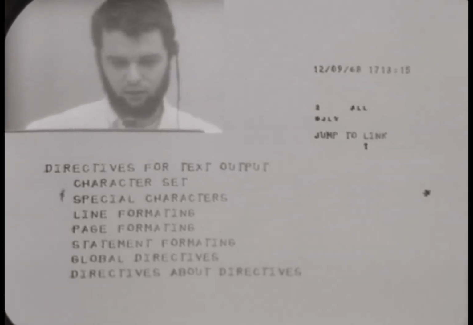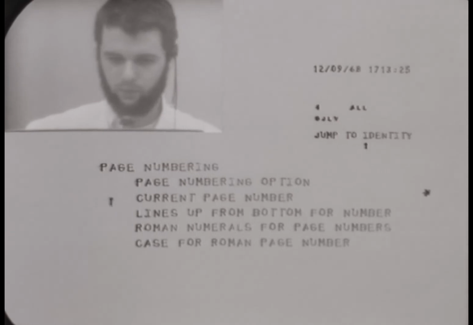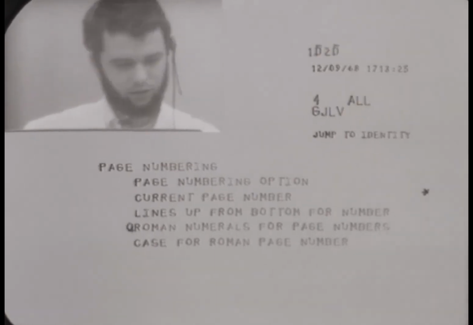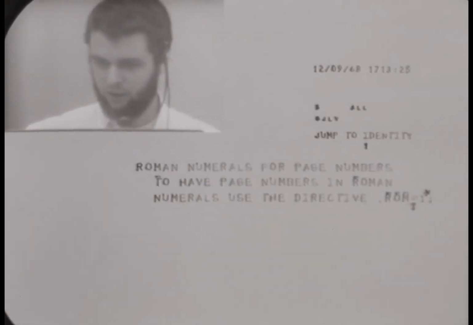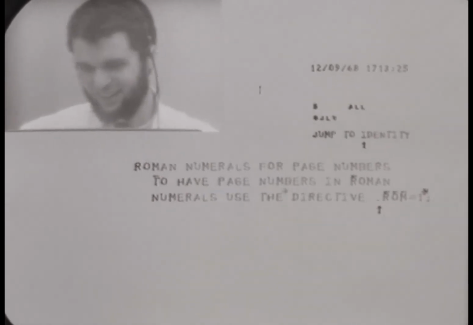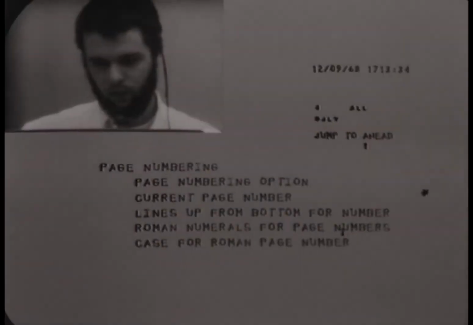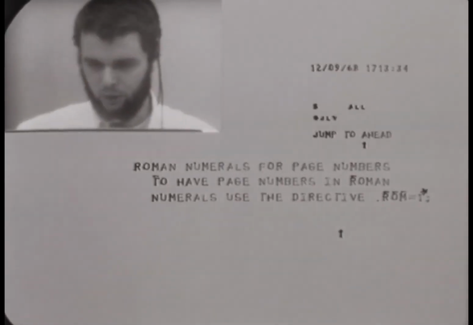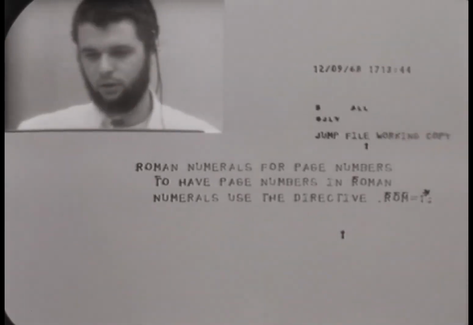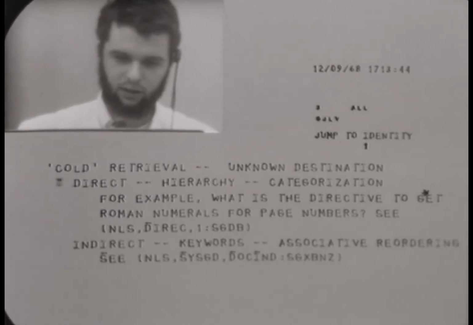I'm into the file now. Here's the first level of the hierarchy. Let's open up page formatting. We want page numbering, so we'll open that up. We find, yes, here it is, Roman numerals. We find out the directive. Yep, your bug's right on it already, Doug. Here's the directive we want. So we've worked down quite a way into a hierarchy, as you can see. This is quite a nice way to be able to very quickly find what you're after. Let's go back to the previous file now.